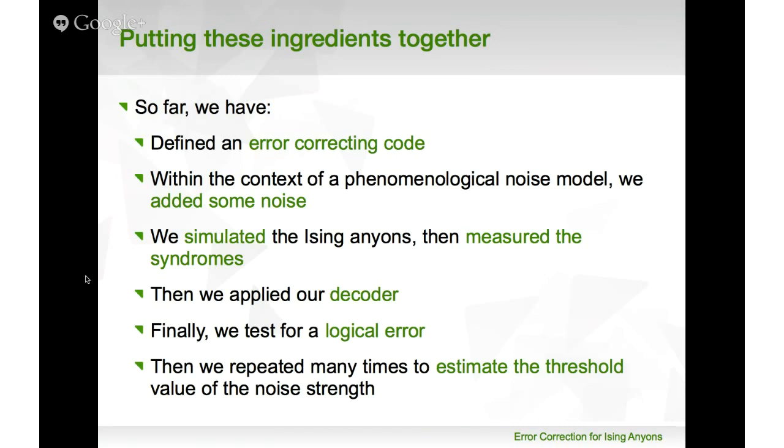Then we apply one of our decoders. In this case, we're going to apply the perfect matching decoder. And then we can use this preserved algebra theorem to test whether or not a logical error has occurred. Then we do a bunch of Monte Carlo sampling for various error rates, and we try to see if there's a threshold for this encoding as a function of the noise strength.